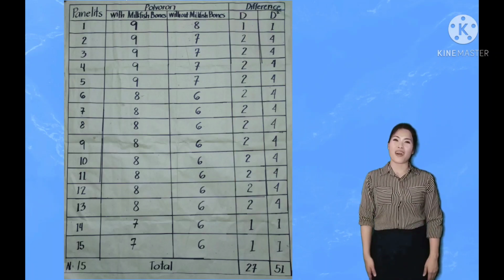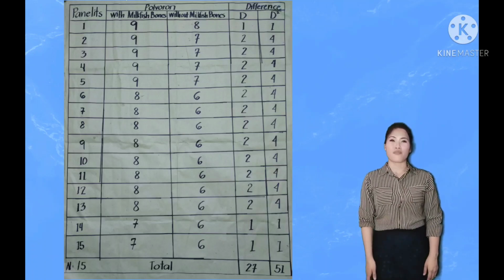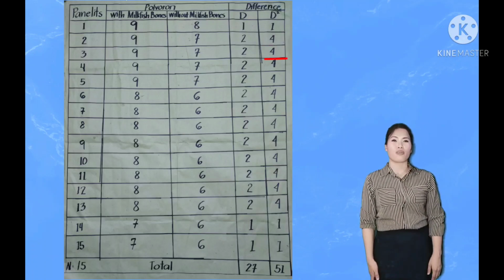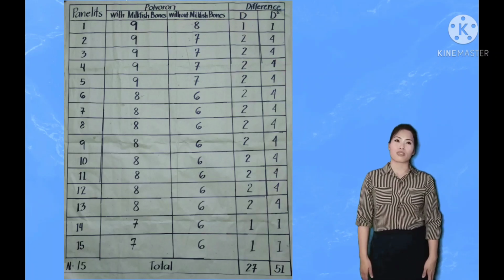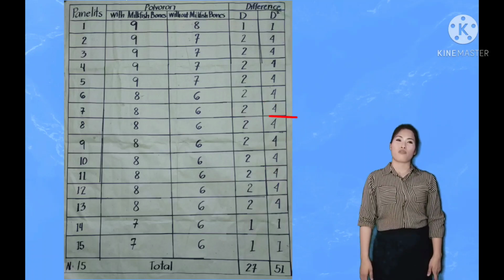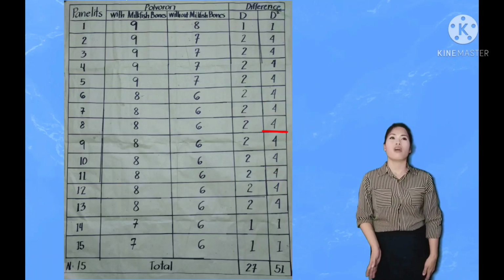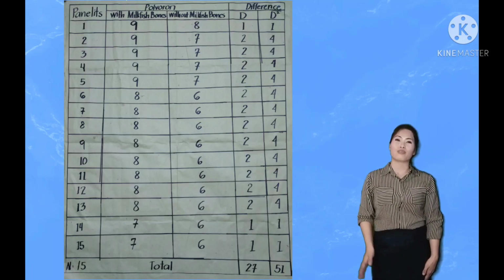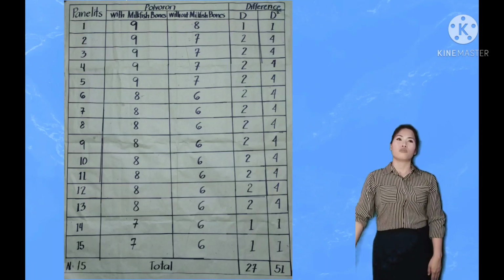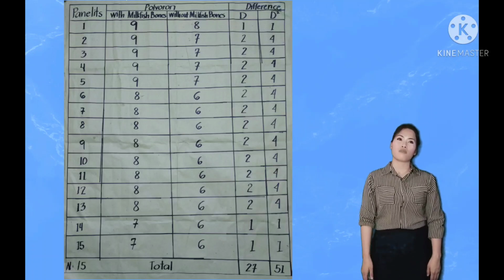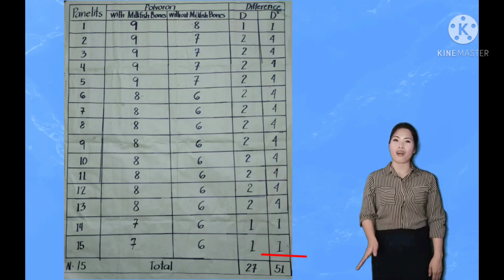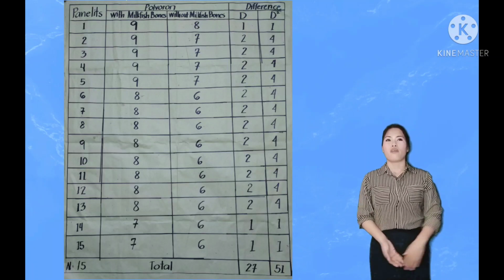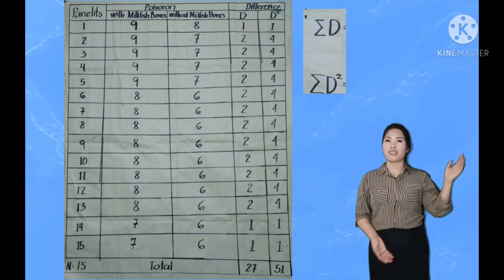So 1 times 1 is 1. 2 times 2 is 4, and the same for each of the following 2s: 2 times 2 equals 4, repeated for all of them. And then 1 times 1 equals 1, and 1 times 1 equals 1. So therefore, we now have our differences in D squared.